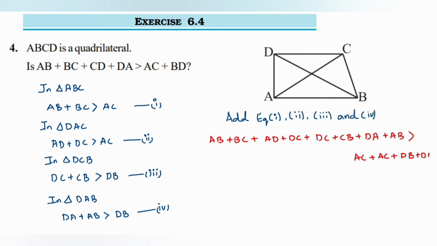Now we're going to add the common terms. For example, here AB and AB is repeating 2 times, so we'll write 2AB plus BC, and again here we have CB, both are the same, so this is 2 times BC. Now AD and again we have DA, both are the same, so this is twice AD. And the last one is DC plus DC, which is twice DC, is greater than, here on the right hand side AC plus AC is twice AC, plus DB plus DB is twice DB, or 2DB.